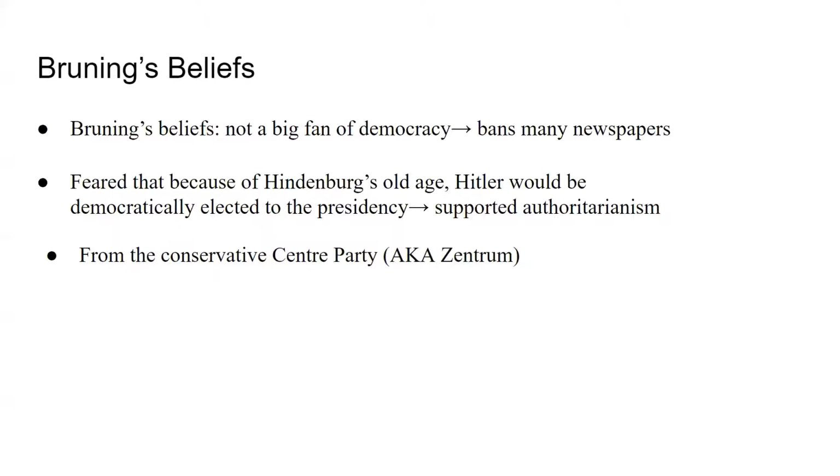So we're talking about an 84-year-old president in a time where the life expectancy was like, I don't know, 70 years, 65 at best. So he feared that because Hindenburg's death was imminent, Hitler would pretty much be the next president. This could democratically happen. So he may have thought that the only way to stop Hitler was through some form of authoritarianism.